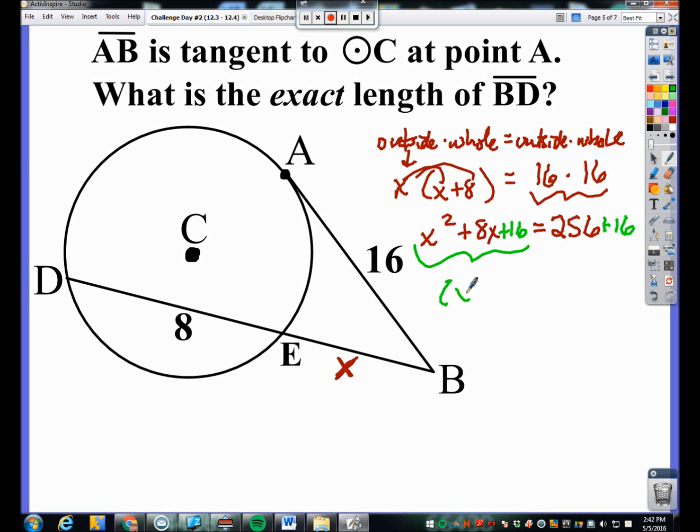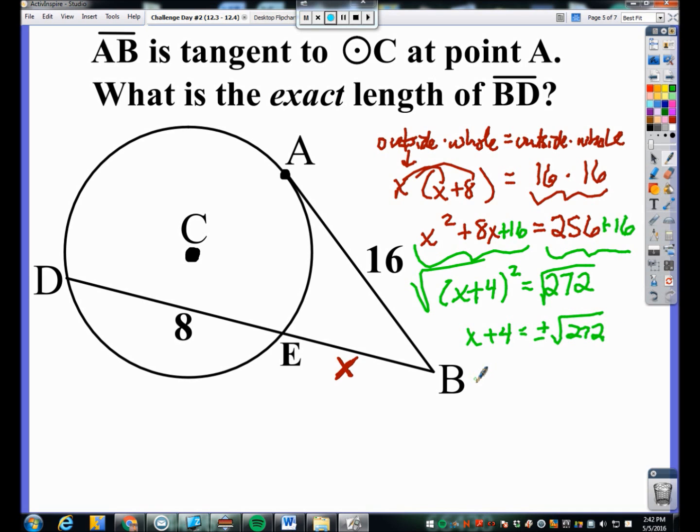Now this is x, and then half of that b term plus 4. So this is x plus 4 squared. 256 and 16 is 272. Square root both sides. We'll have x plus 4 equals plus or minus the square root of 272. And x will equal negative 4 plus or minus the square root of 272.